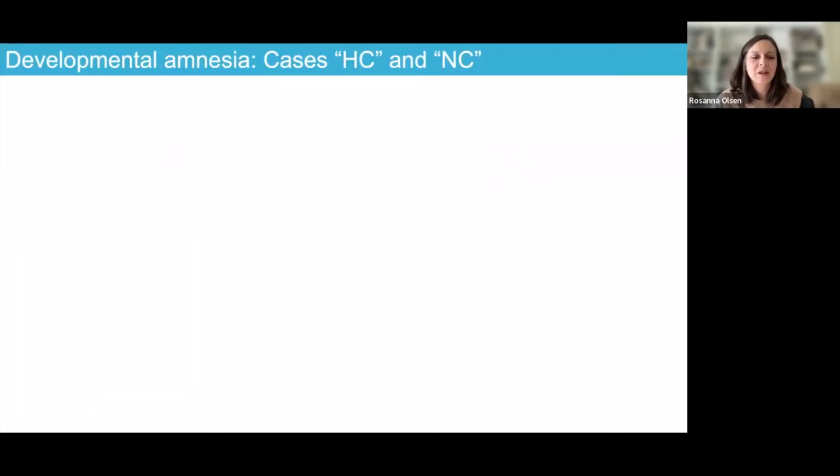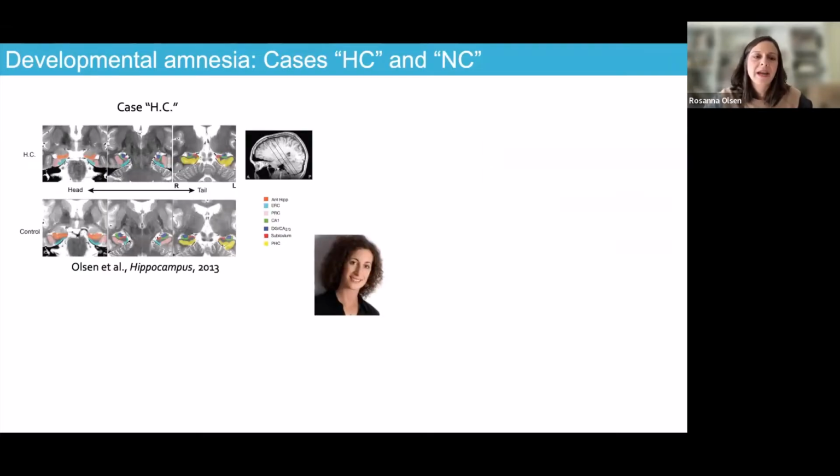So just to talk a little bit about how I got interested in this area of research, I had the opportunity to collaborate with Shana Rosenbaum, who's a neuropsychologist at York University, who studied several different cases of people with amnesia, both acquired and developmental amnesia. In particular, I started collaborating with Shana to study this particular case HC, who is an interesting case because she has bilateral hippocampal volume loss, as shown here, as characterized in this high resolution imaging of the medial temporal lobe.